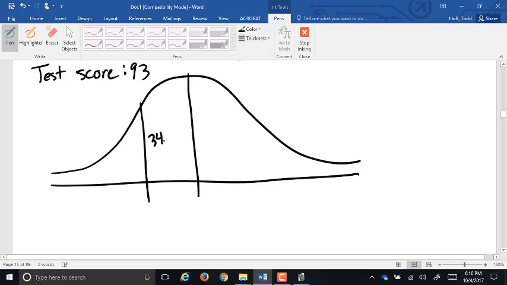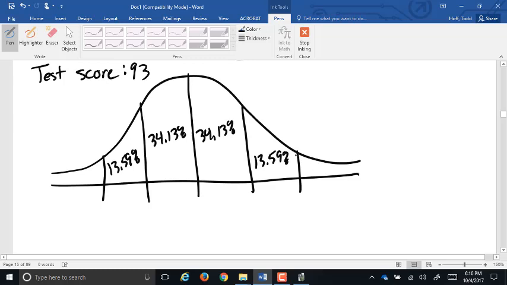This is still 34.13% on each side for the first standard deviation. This is still 13.59% to the second standard deviation. And this is still 2.15% from the second to third, and only 0.13% outside.